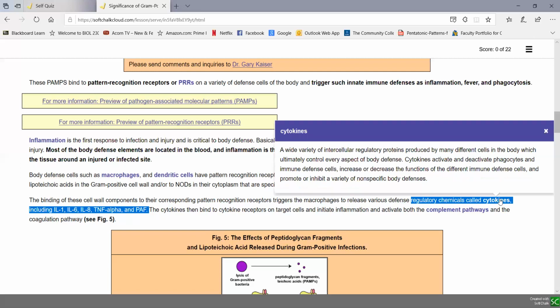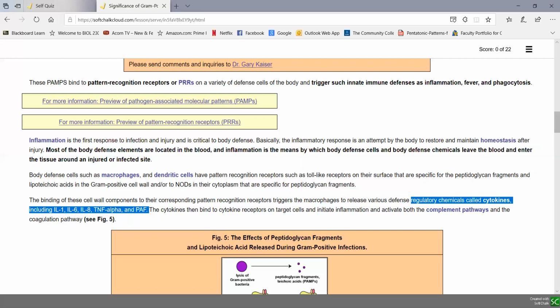Cytokines are the molecules that regulate every aspect of body defense. Virtually everything that is activated or turned off or enhanced or repressed during body defense is regulated by these regulatory proteins called cytokines. And what we're looking at here are cytokines that specifically play a role in inflammation. They're called inflammatory cytokines. Again, we'll talk about these later in the semester, but they're things like interleukin 1, interleukin 6, interleukin 8, TNF alpha and such.